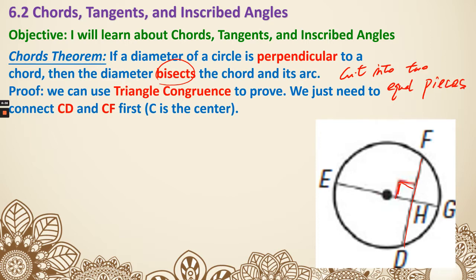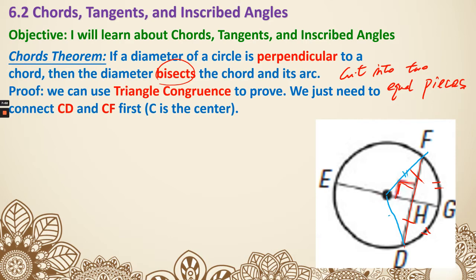Sect means cut, bi means two parts, and these two parts happen to be the same, so that's what bisect means. This is basically saying these two parts are going to be the same, and these two arcs are going to be the same. If you would like to prove it, here's the method. You can connect the center and F and connect the center and D.